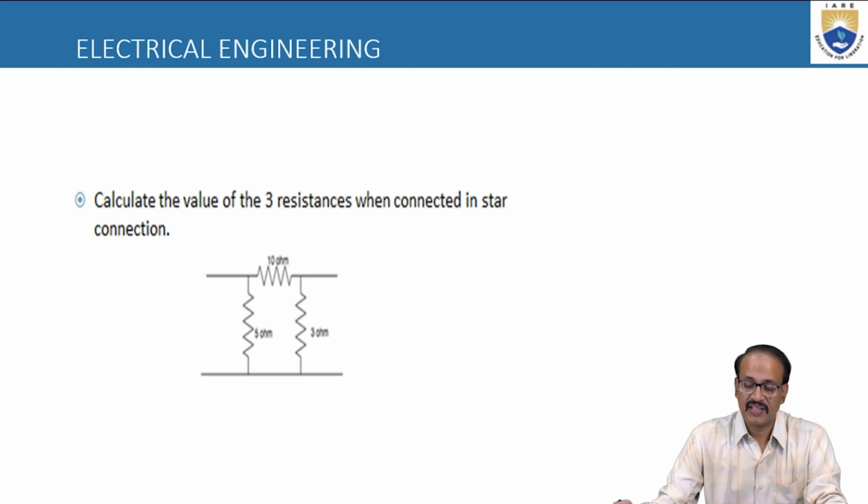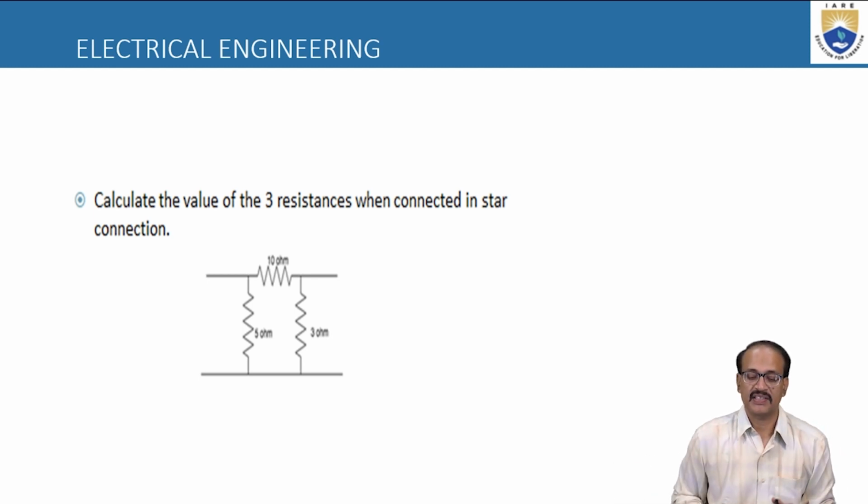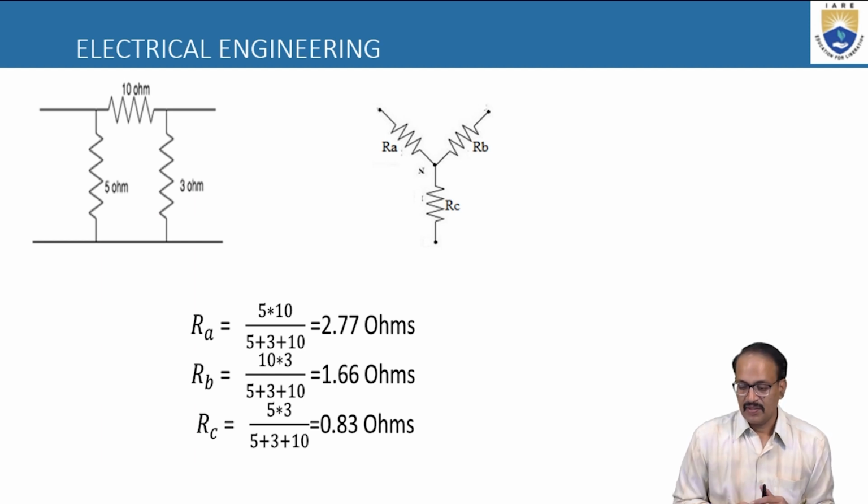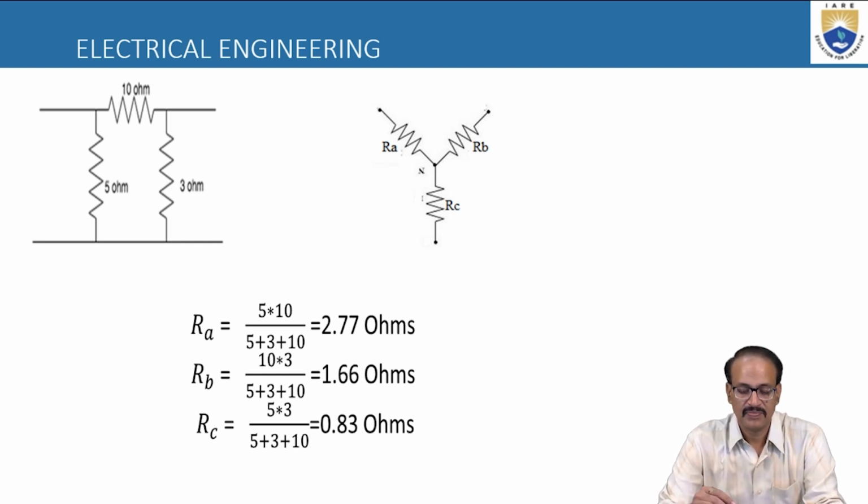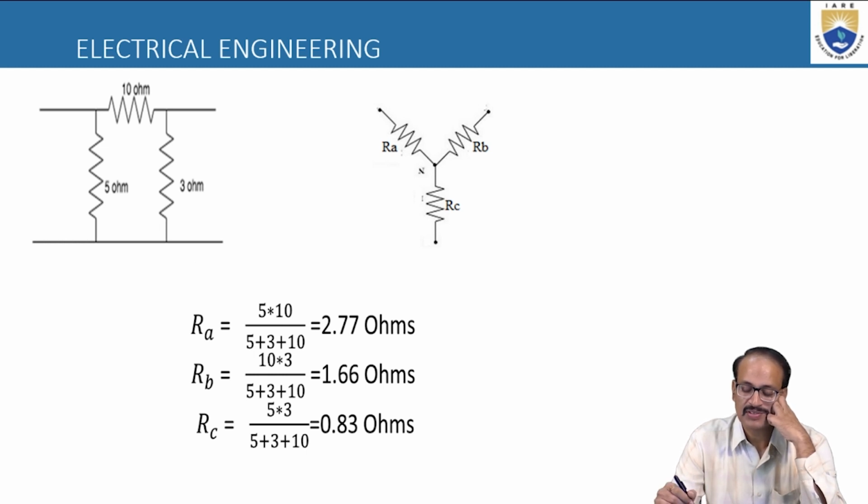Okay, next we will see another problem. So this is also a pi network, and if you remove this thing, we have to convert this into star.